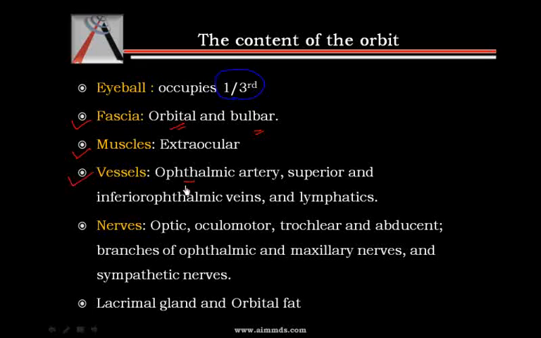In that we have the ophthalmic artery. Then we have the ophthalmic veins. These ophthalmic veins are superior and inferior ophthalmic veins. And other than that we have lymphatics.